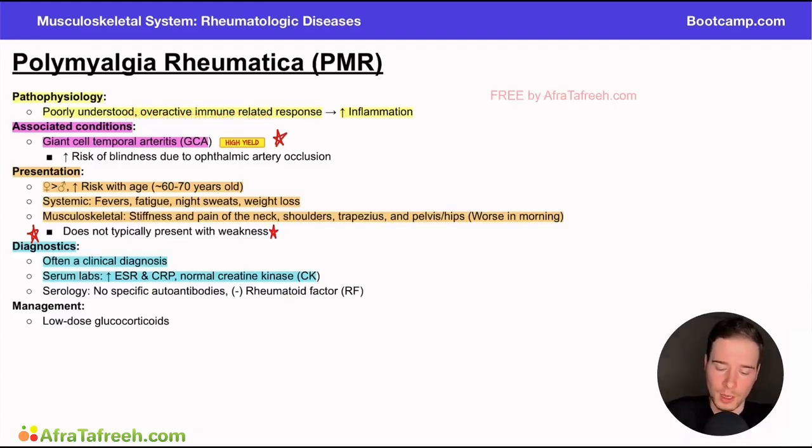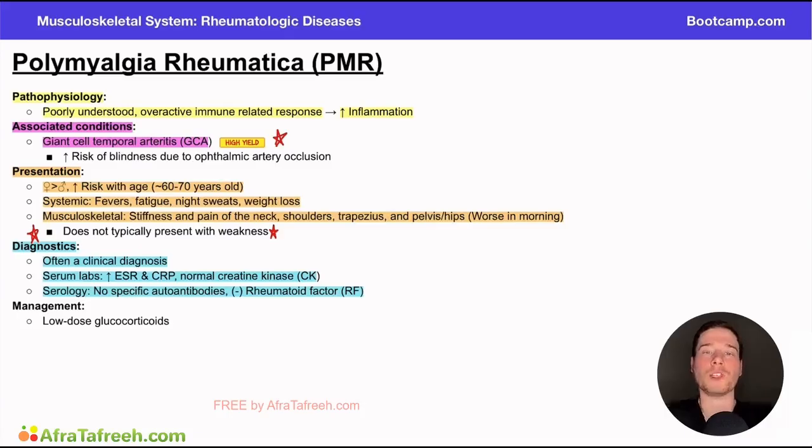Finally, we have some serology that we can look at. However, there's no specific antibodies, and these patients likely have a negative rheumatoid factor. We've talked about in many of these videos, some of these autoimmune conditions, we look for specific antibodies in the body to tell us yes, this patient likely has this condition, but here we don't really have that luxury. So it's really a clinical diagnosis with some serum labs that can be useful when making a diagnosis for these patients.